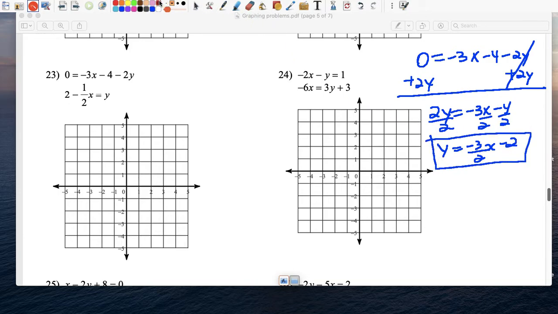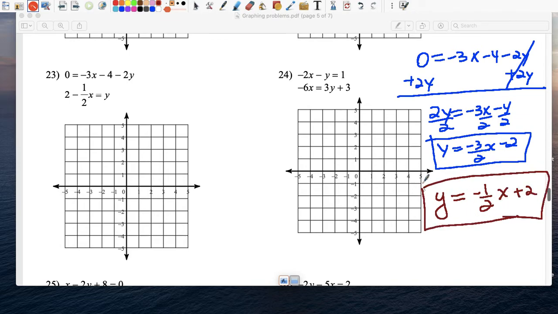Equation 2, again, actually equation 2 is pretty much done. So let me just rearrange this. So I get y equals, I'm going to write -½ x plus 2. So just a little change in order. Those are my two equations.